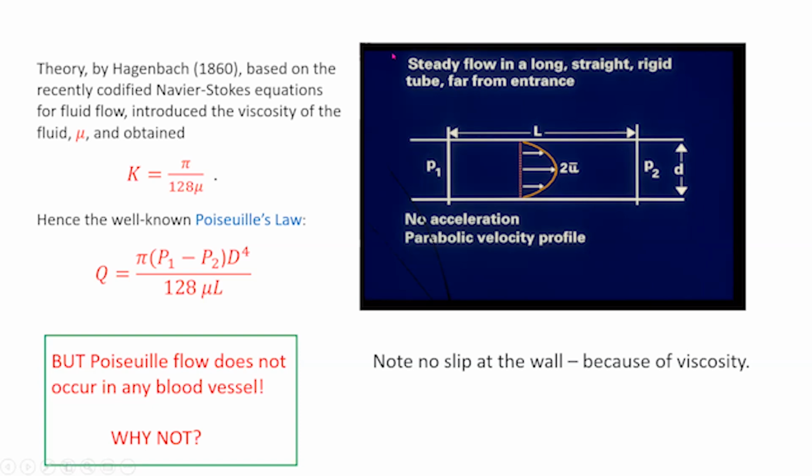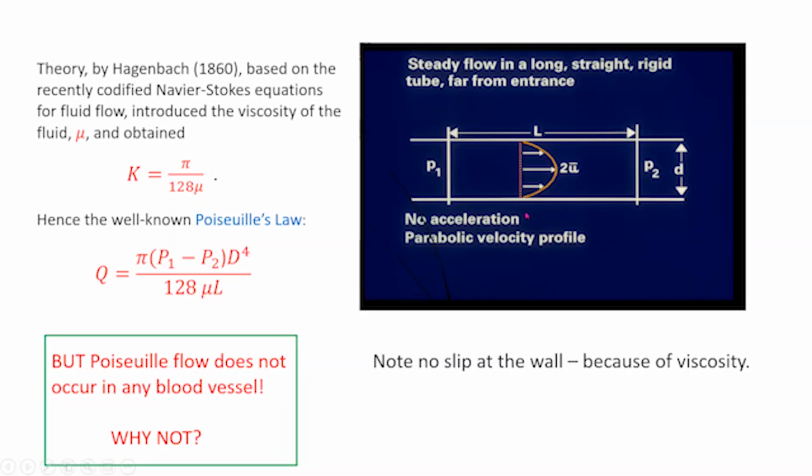It was for steady flow in a long, straight, rigid tube far from the entrance. Every fluid element, every piece of the blood, moves in straight lines with no acceleration, which means there's no net force on it. The pressure gradient force driving it through is balanced by viscous stresses. The velocity profile across the tube becomes parabolic, with the central velocity being twice the mean velocity.